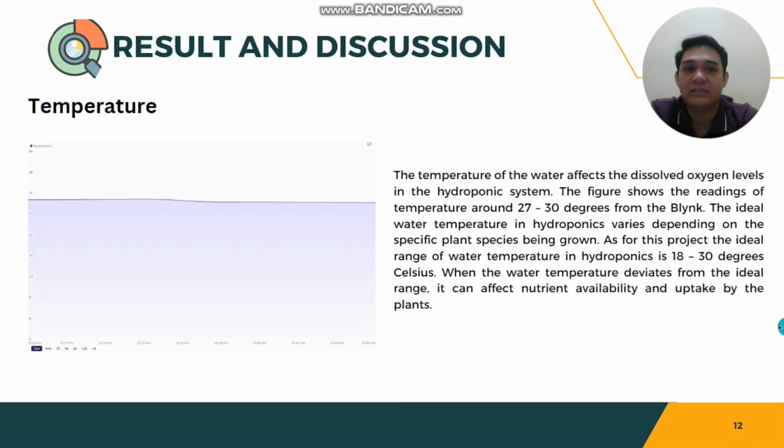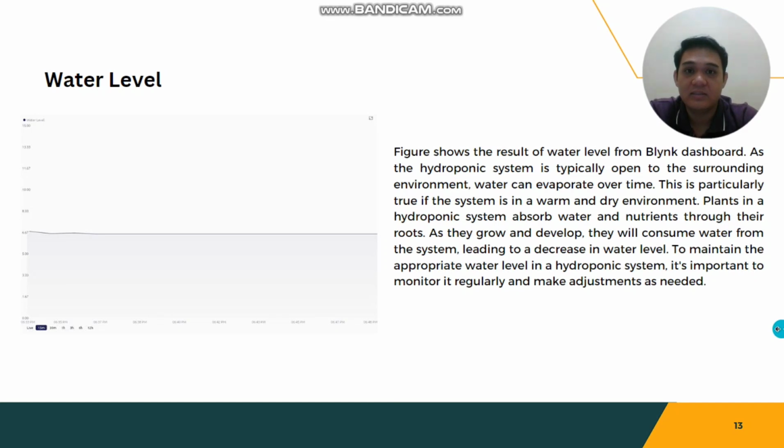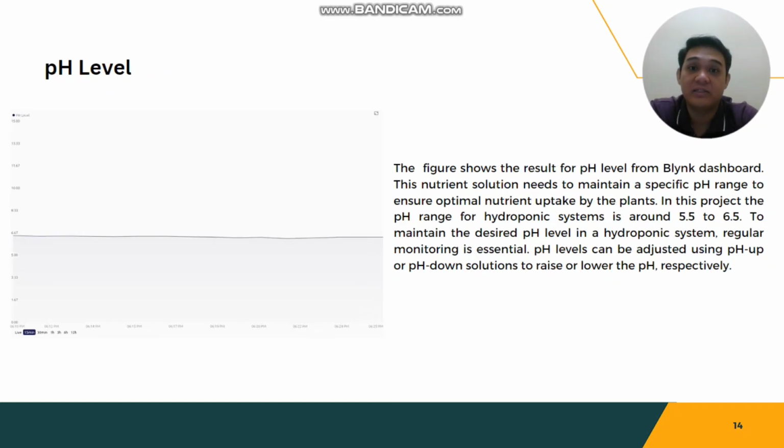Okay, next we go to the next result, which is the water level. The figure shows the result of the water level from the Blynk dashboard. As the hydroponic system is typically open to the surrounding environment, water can evaporate over time. This is particularly true if the system is in a warm and dry environment. Plants also absorb water and nutrients through their roots, and this leads to a decrease of water in the reservoir tank. To maintain the appropriate water level in hydroponics, it's important to monitor it regularly and make adjustments as needed.